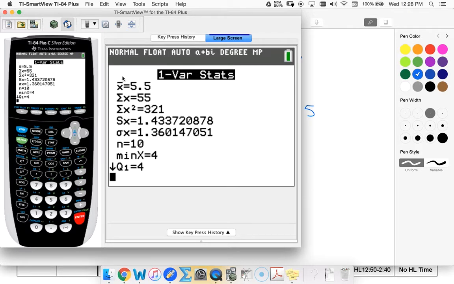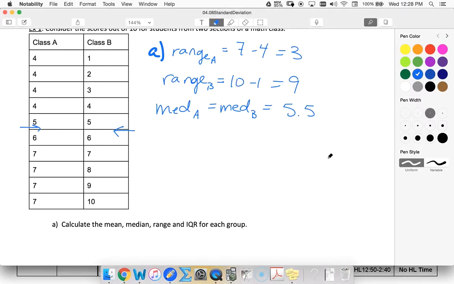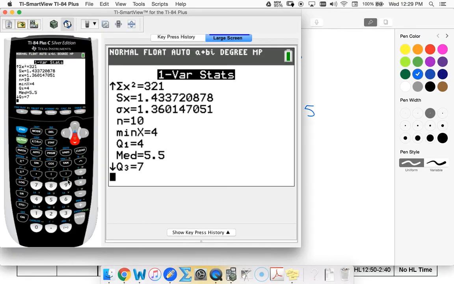All right, so I see my mean is also 5.5. Quartile 1 is 4, and quartile 3 is 7. So I'm going to write those down. So the mean of A was 5.5. Quartile 3 for A was 7. Quartile 1 for group A was 4. So the IQR for A is equal to 3, 7 minus 4. So the same as the range. It's interesting. Let's repeat that for B.